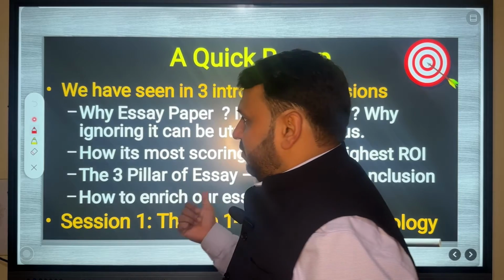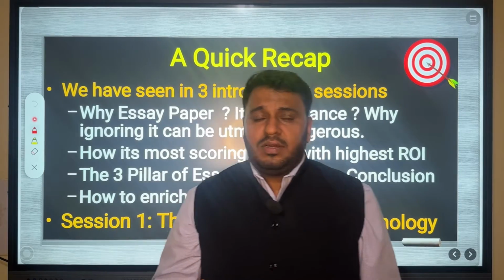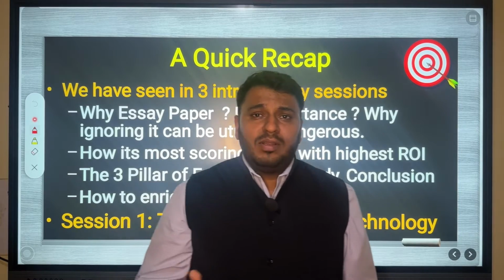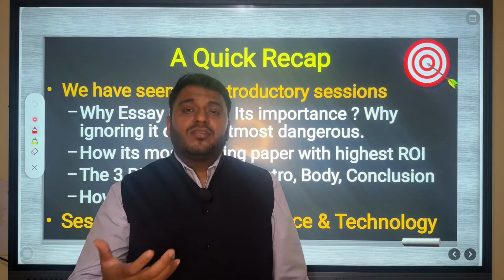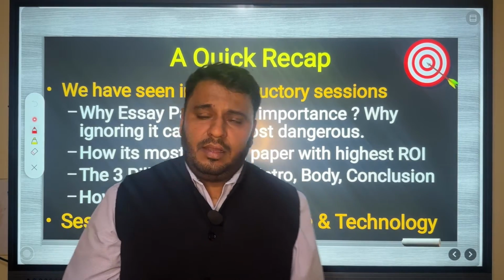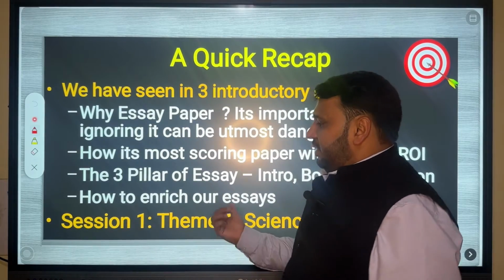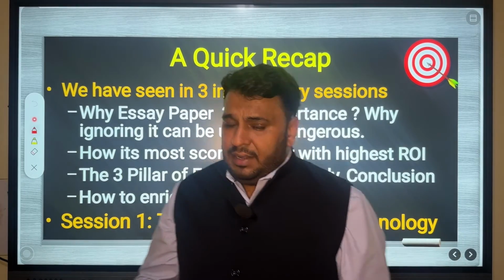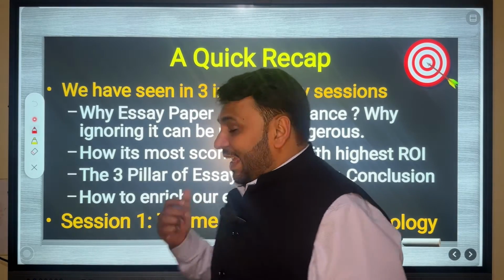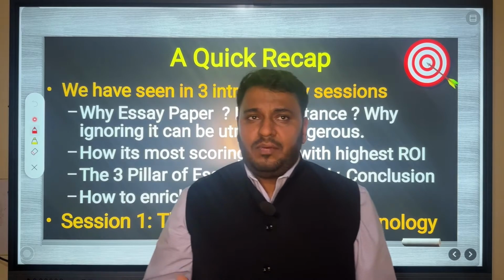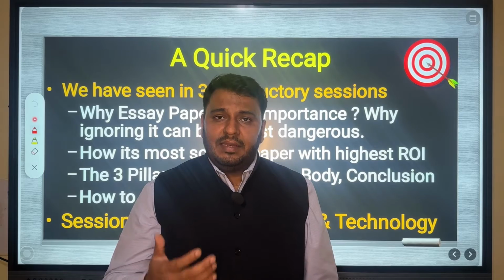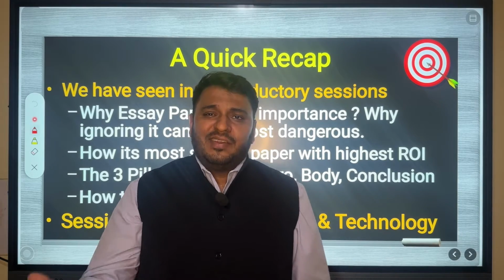Then in the second session, we discussed 3 pillars: how we write a good introduction, a good body, and a good conclusion, what these 3 pillars actually entail, and how we write them well. And then in the third introductory session, we discussed how we enrich our essays, the various ways in which we can enrich our essay to make it a more specific and learned essay rather than a generalist one.